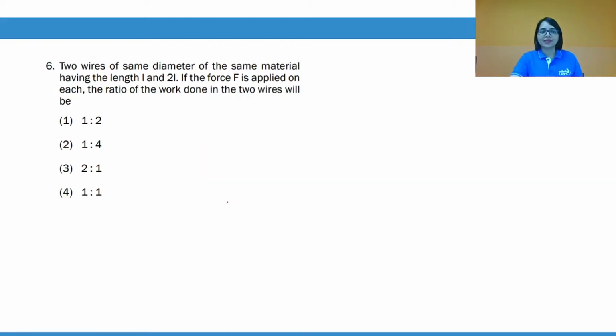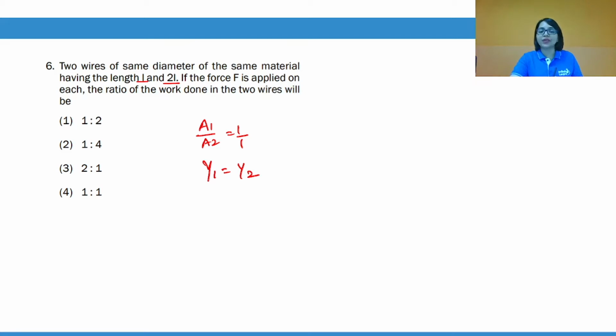Next is question number 6. Two wires of same diameter of the same material have the length L and 2L. So diameter is same, that means radius is same, and radius is same, that means area of cross section will be same. So A1 upon A2 will be 1 upon 1. Material is same, that means Y1 upon Y2 is 1 is to 1, or you can say that Y1 is equals to Y2. Wire 1 has length L and wire 2 has length 2L.